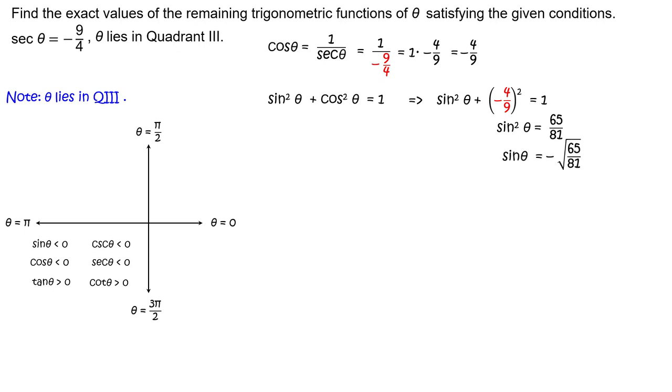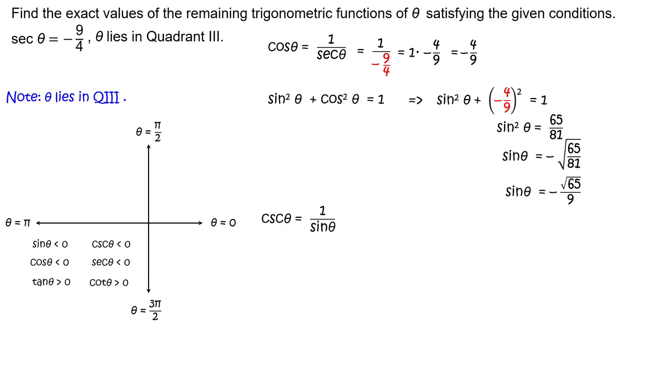Because the value of sine of theta is negative in quadrant 3, take the negative square root of each side of the equation. You will get sine of theta equals negative the square root of 65/81. Simplify to get sine of theta equals negative the square root of 65 divided by 9. Next, find the value of cosecant of theta.